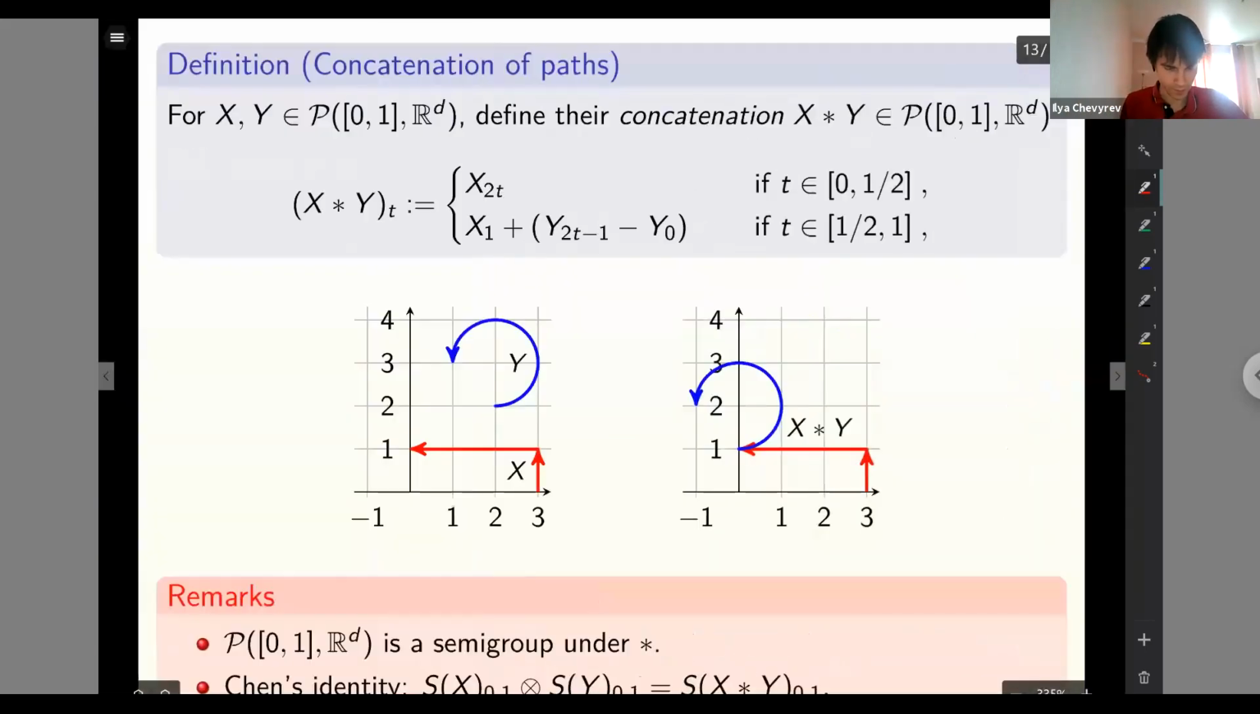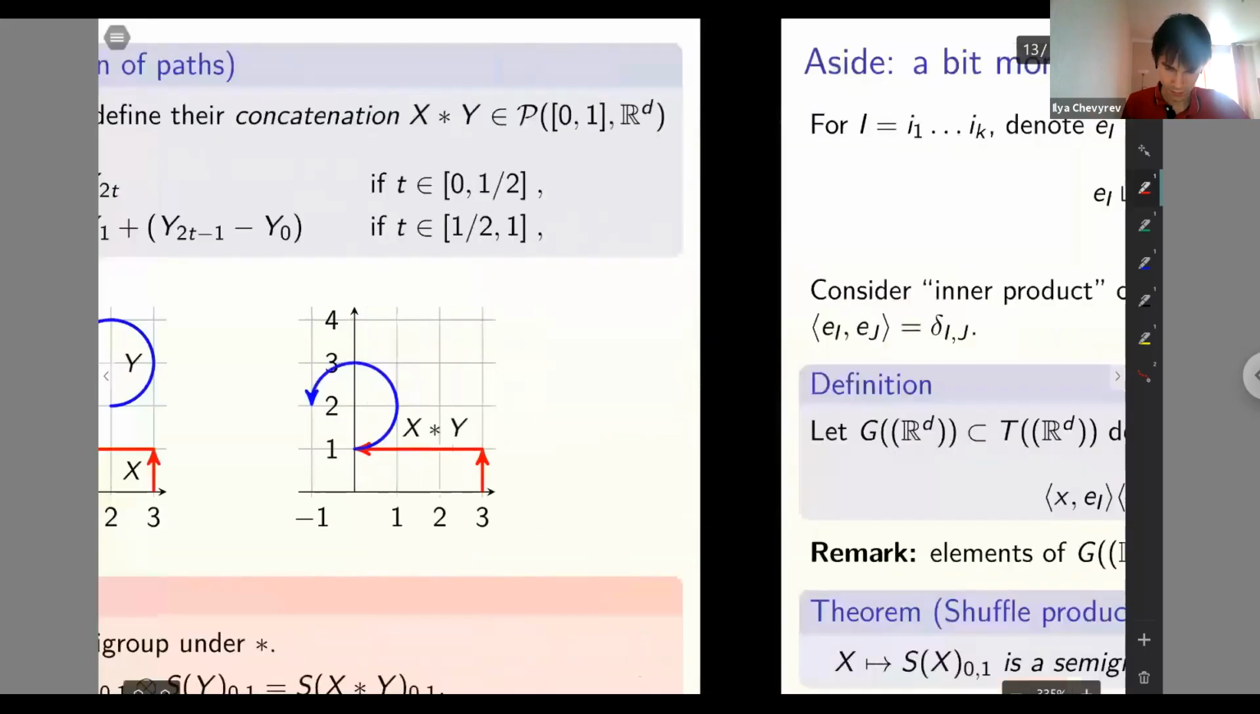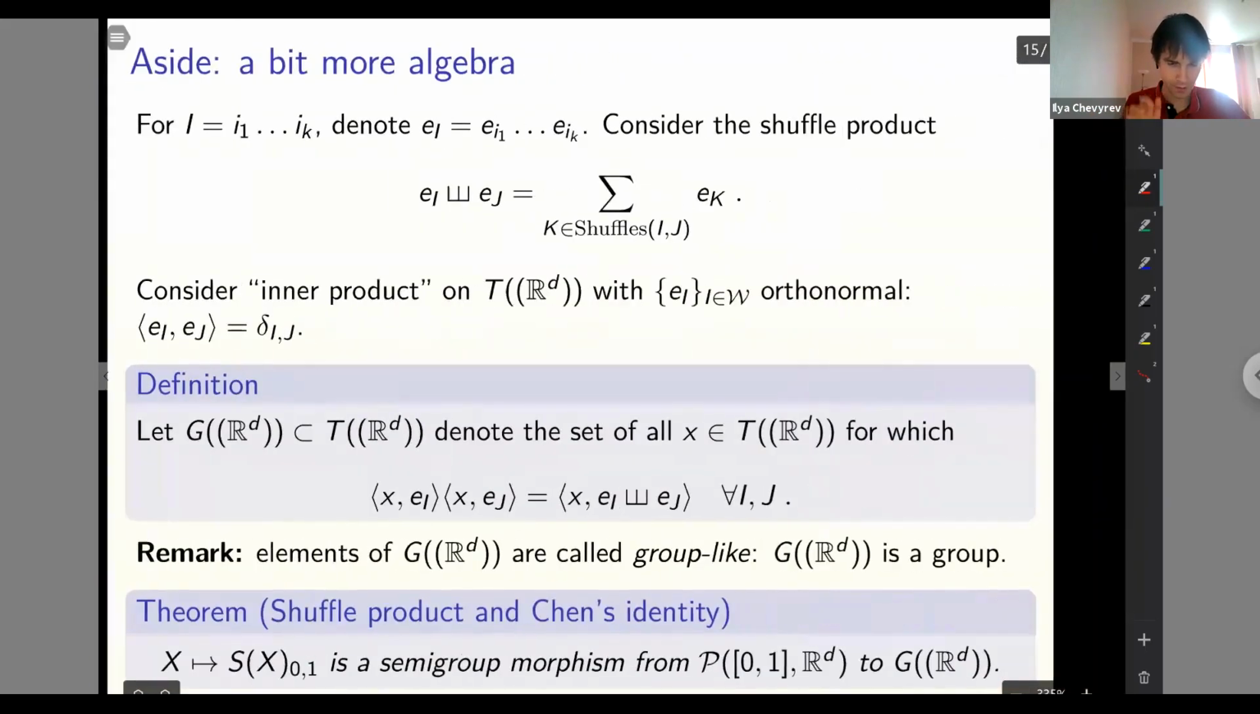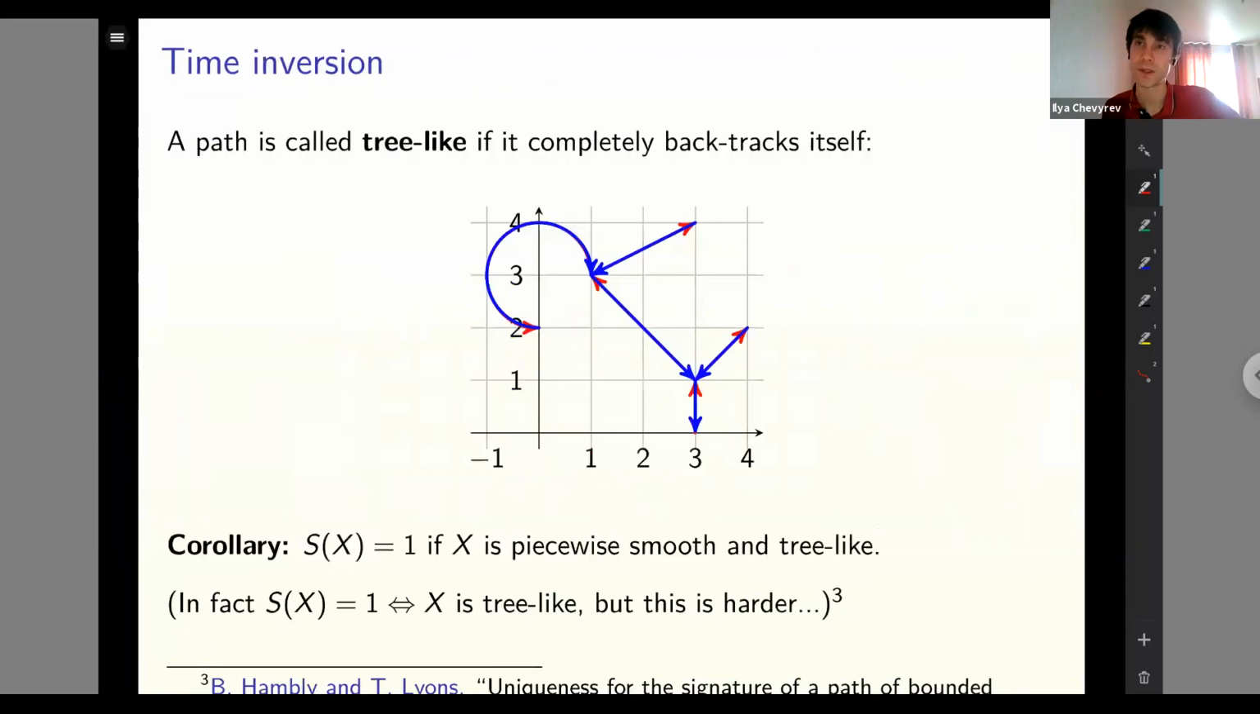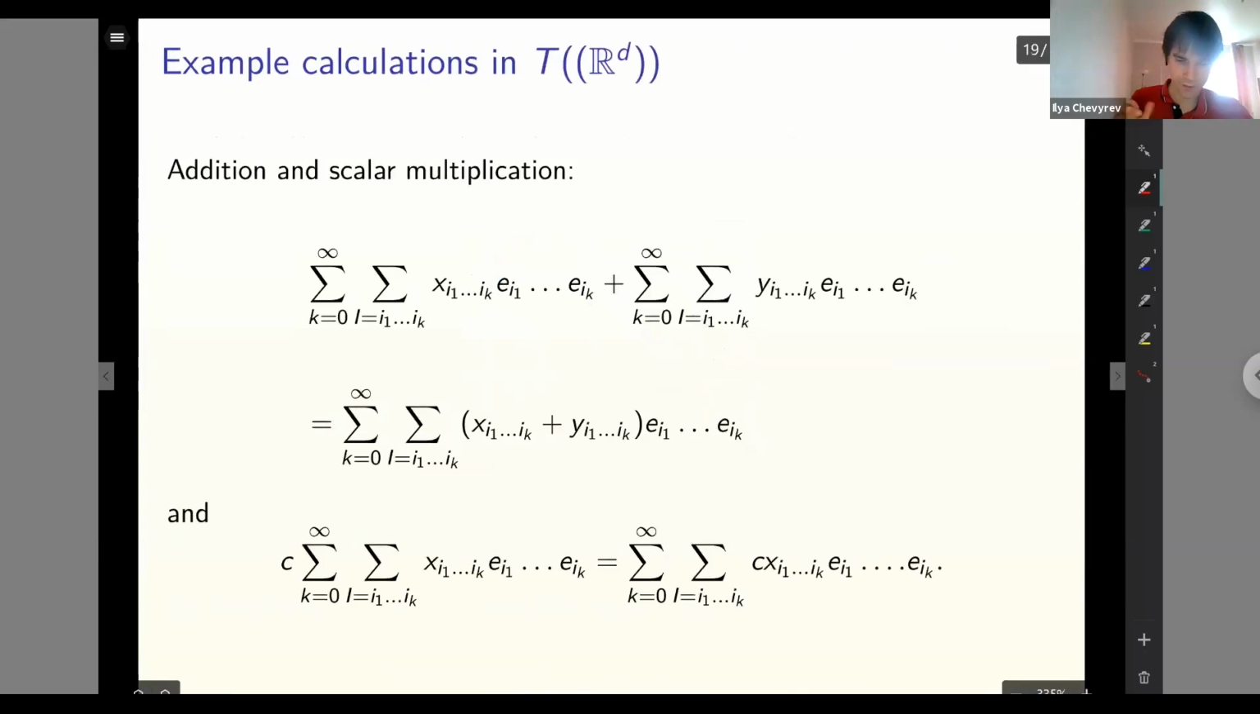Okay, so I will briefly skip over these parts here. There's time reversal, and we saw that the kernel of the signature map contained these quite natural tree-like paths. Okay, so I started off in the third lecture by backtracking a little bit and giving some explicit computations in the space of formal series.